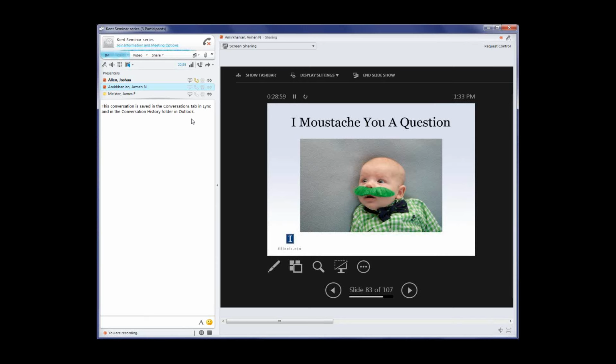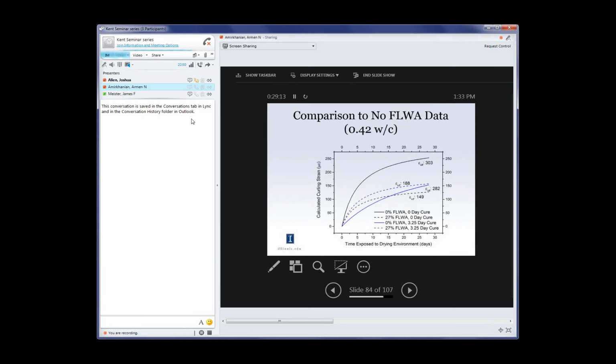So if I add 27% lightweight to my mix and I have another mix where I didn't add any, which one is going to curl more? Anyone have a guess? Lightweight. So he says lightweight's going to curl more. It depends on what age you look at.